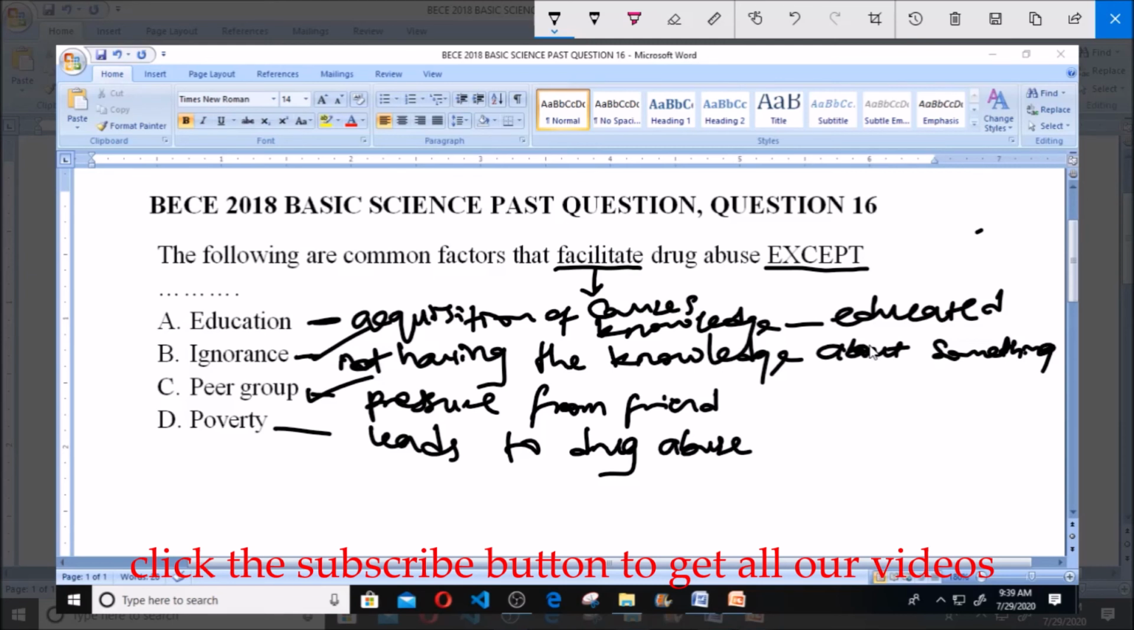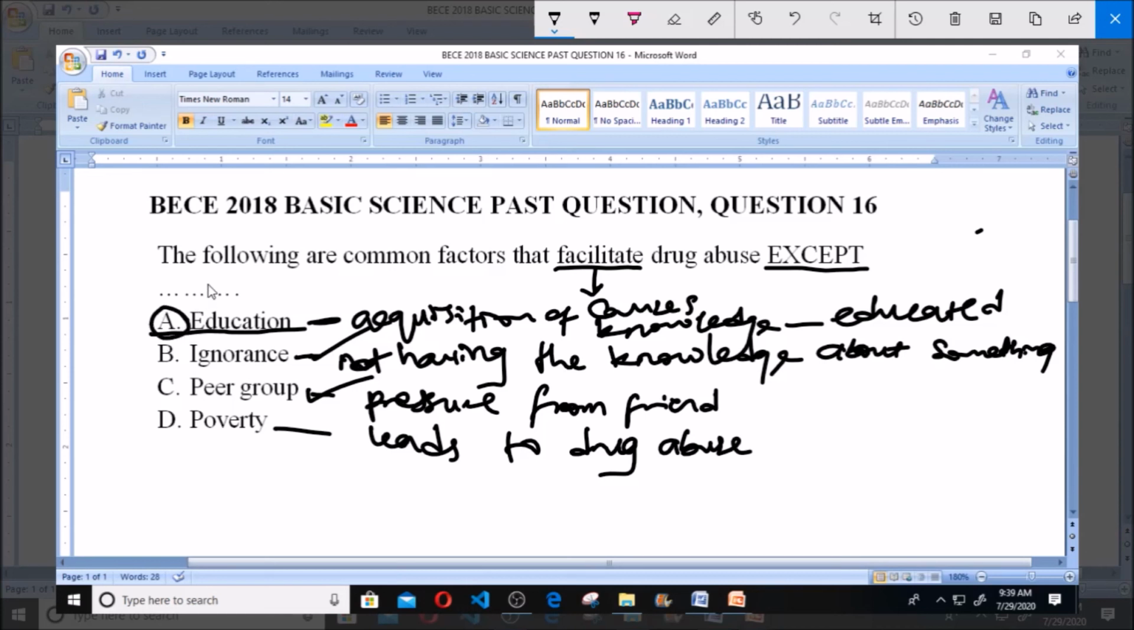And our question says that the following factors facilitate drug abuse except. So from this you see that A, Education, will not facilitate drug abuse. So A is the answer.